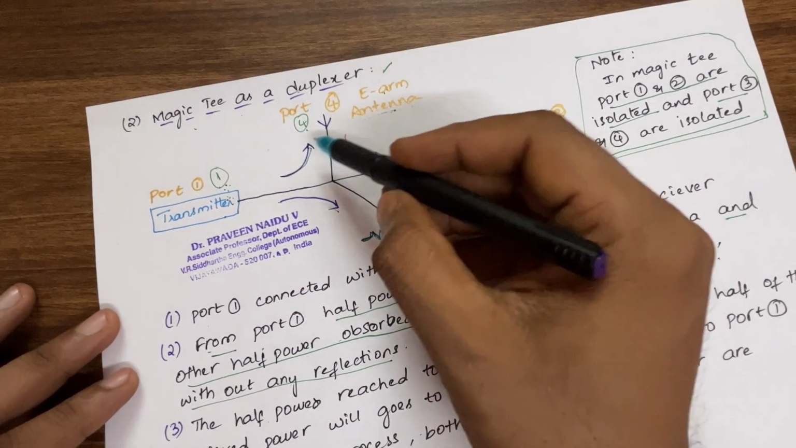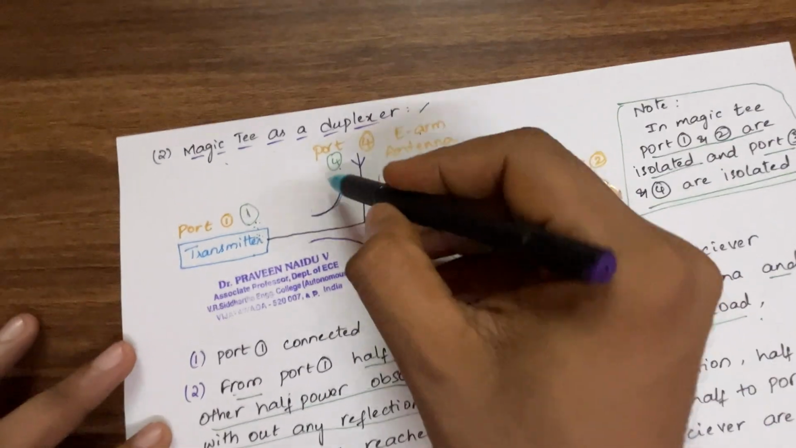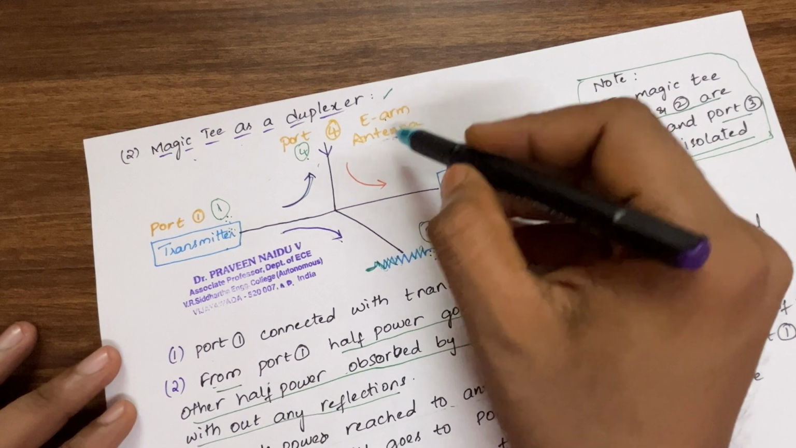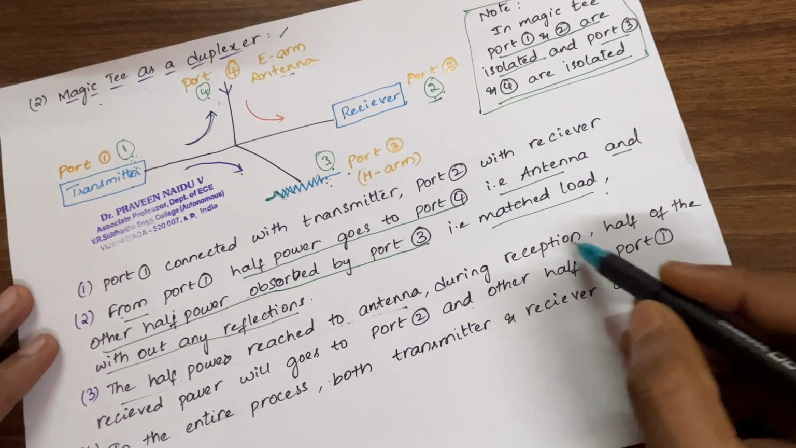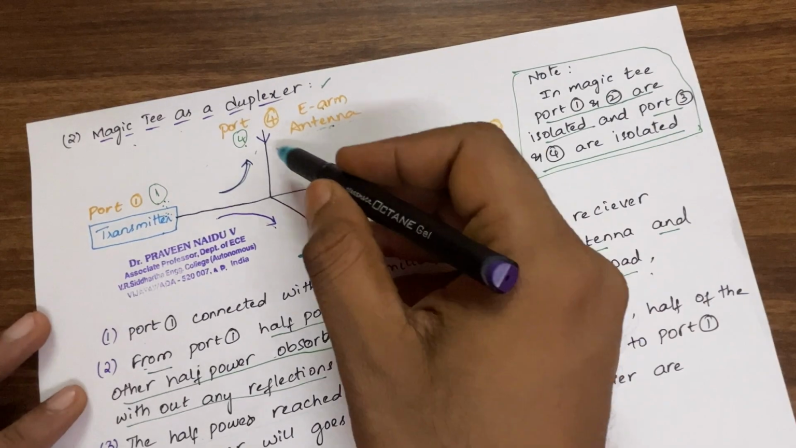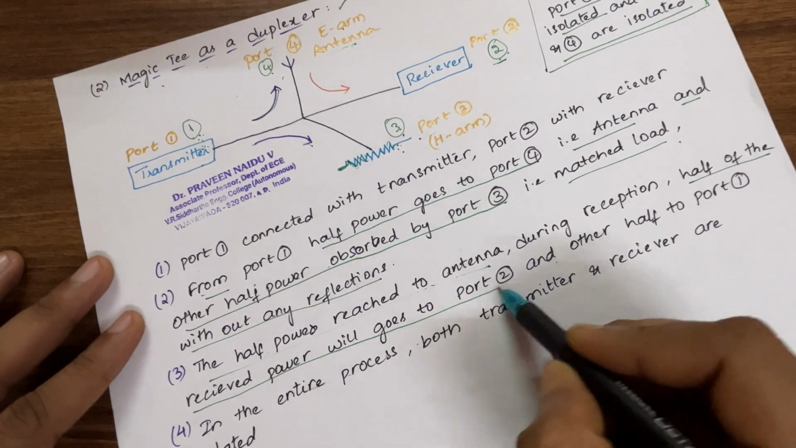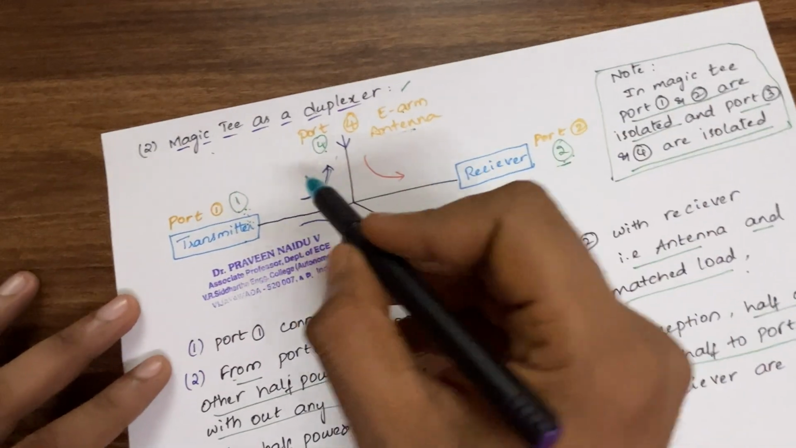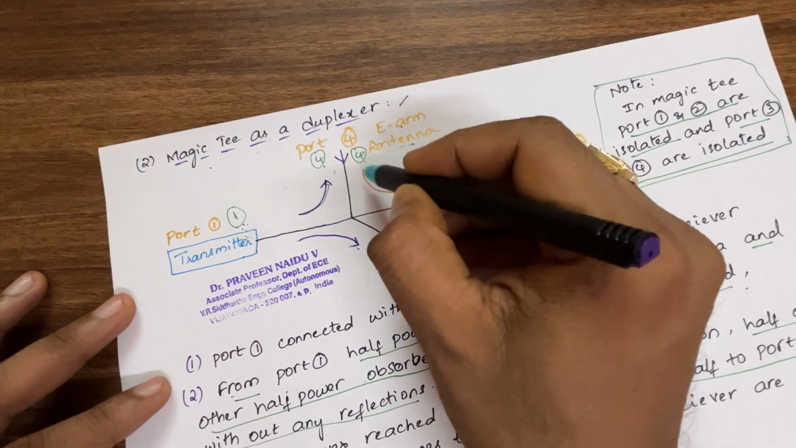Then whatever half power reached the antenna will be taken as an input for this antenna, and the antenna is going to give the output. That output is going to be half of the received power going to port 2 and the other half to port 1. That means in this case, port number 4 is going to act as an input.